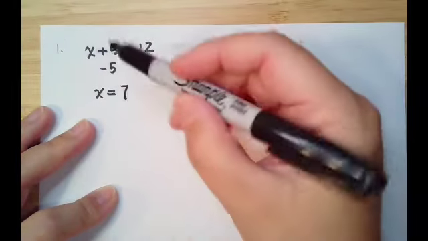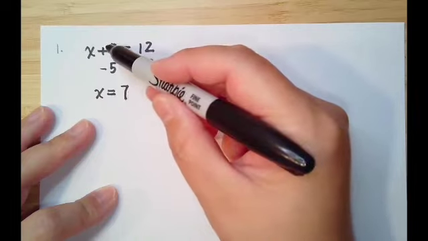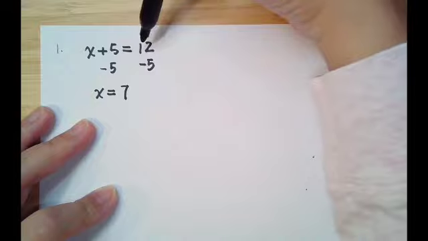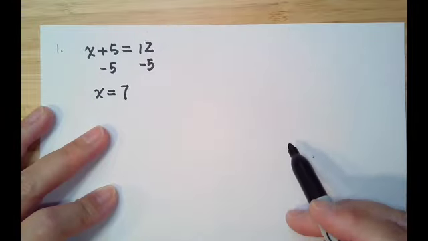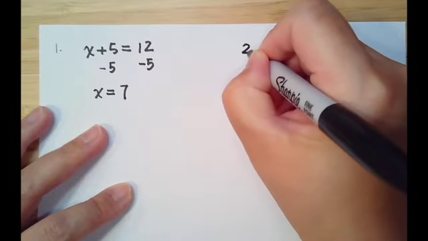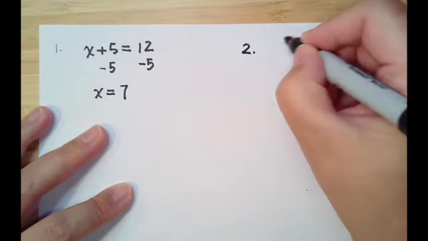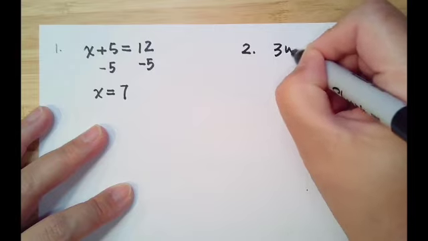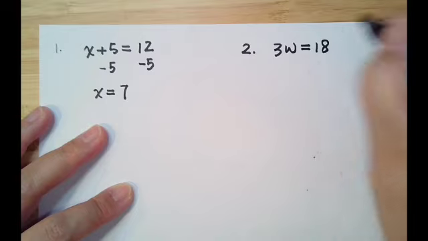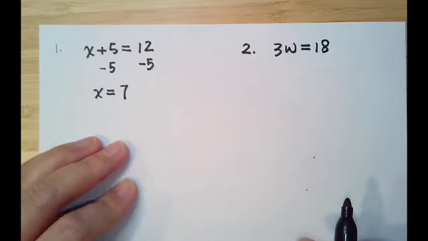All right, if you like, you can bring this x equals 7 back to your original equation. So 7 plus 5, that is 12. This is a very, very good way to solve it. Now number 2, 3w equals 18.